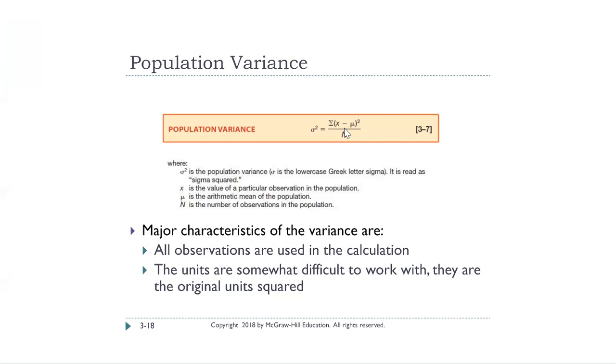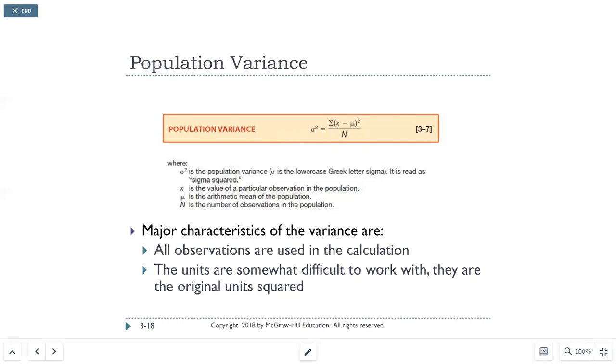So that's how you calculate the population variance. For each observation, you subtract off the average, square that quantity, add them all up, and divide by n. So it's very algorithmic, meaning it's very step by step.